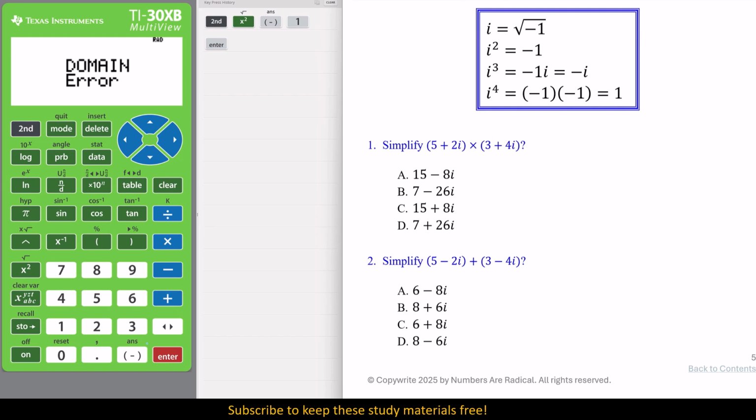Okay, so number 1 says simplify, and they give us 5 plus 2i times 3 plus 4i. I actually stack them and multiply in that traditional manner that we learned in school. So let me write this out for you. I have 5 plus 2i and 3 plus, sorry, 4i.